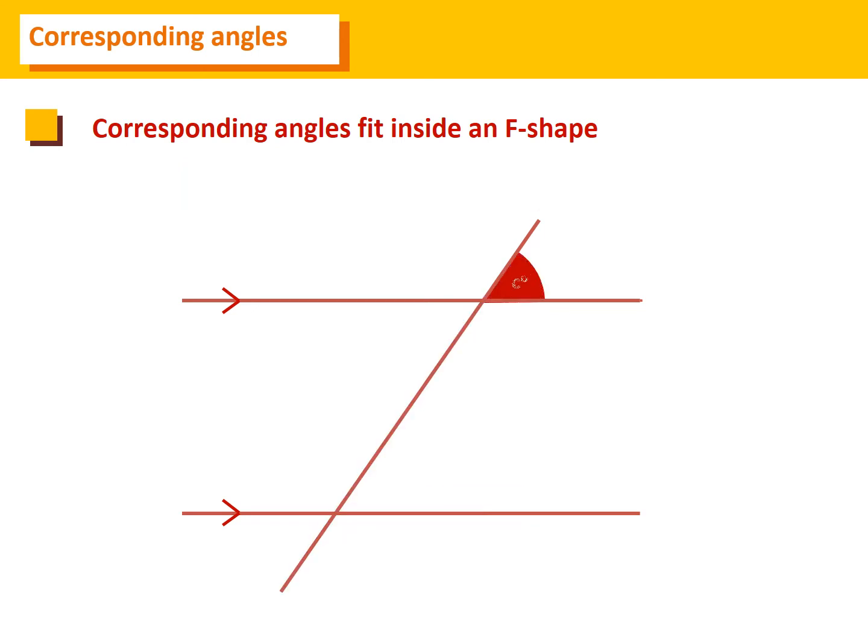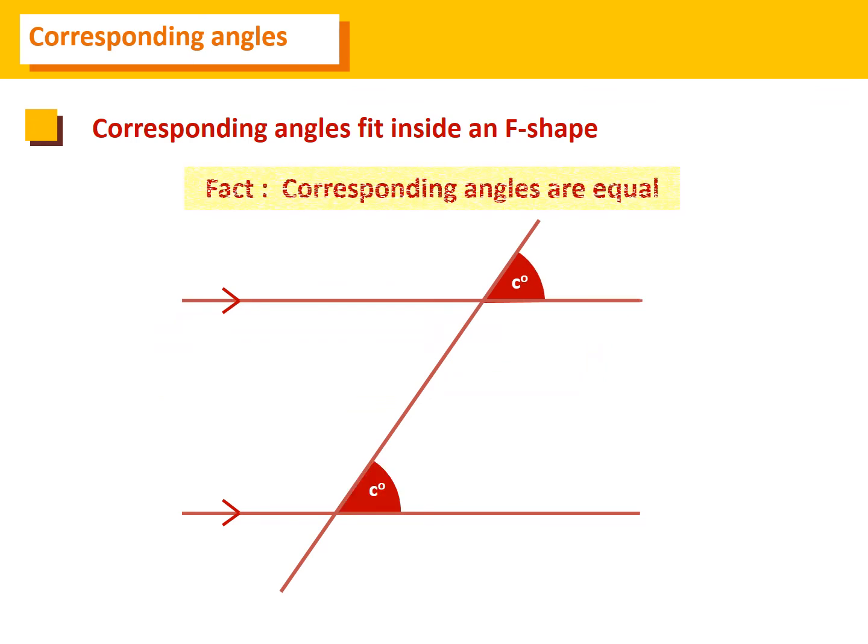This time, our angle starts outside the parallel lines, but we still slide the parallel line down the transversal to see where angle C ends up. And there it is. So those two angles must be equal. And there's our F shape, albeit an upside down F shape.